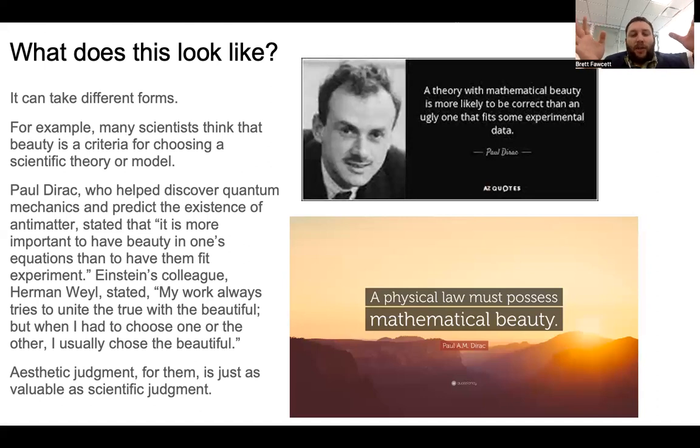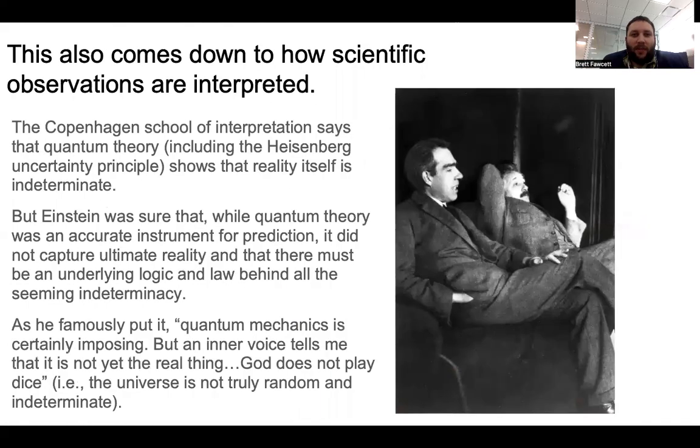So actually, if a theory is more beautiful than another theory, and they both explain the evidence, or in fact, even if one explains the evidence even better, but the other is more beautiful, less ugly, that is seen by some scientists as evidence that actually maybe it's more true or at least more useful. So aesthetic judgment is just as valuable as scientific judgment in some ways for them.